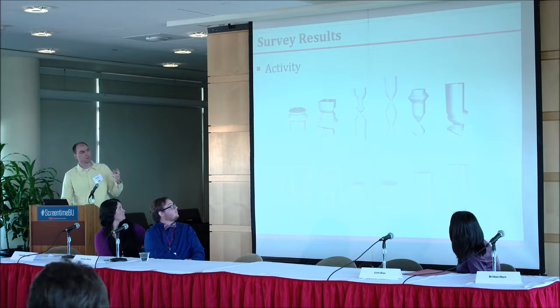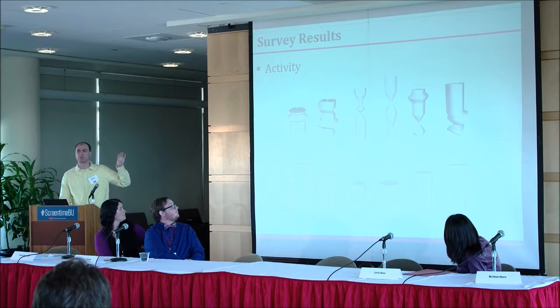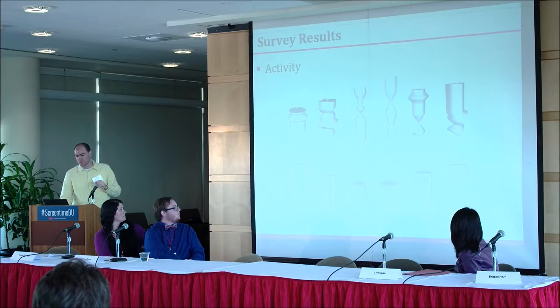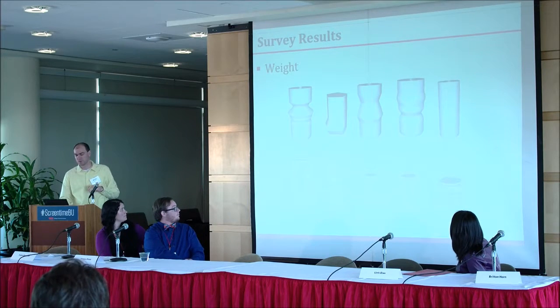But in the end, what you get here is, so this is an example of activity, where the top row are the vases that were seen as the most active, and the bottom are vases that are seen as the least active. And I'll go through all 4 of them, I guess. So we have weight here as well. Again, top is the most weight value, bottom is the least weight value.